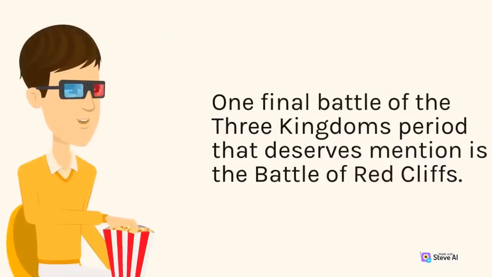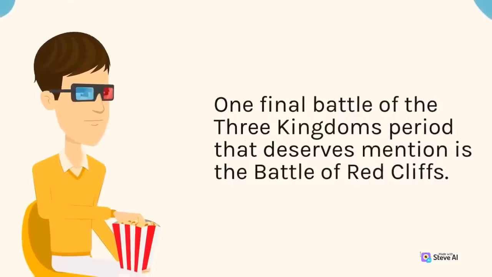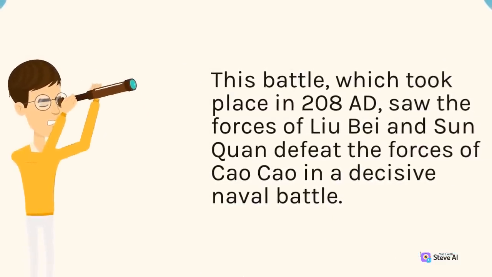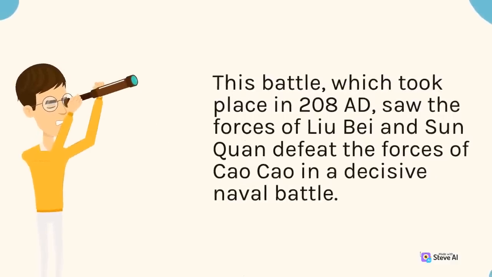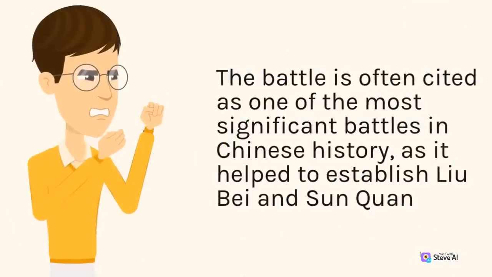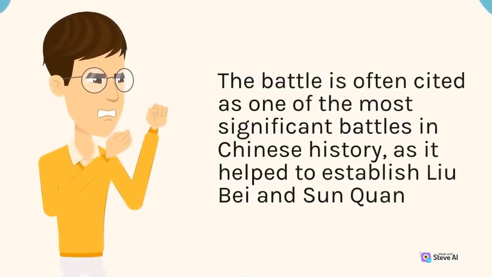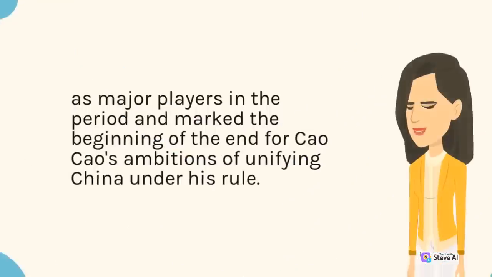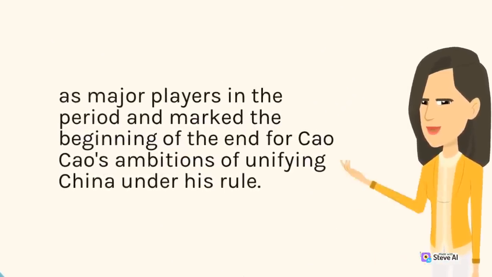One final battle of the Three Kingdoms period that deserves mention is the Battle of Red Cliffs. This battle, which took place in 208 AD, saw the forces of Liu Bei and Sun Quan defeat the forces of Cao Cao in a decisive naval battle. The battle is often cited as one of the most significant battles in Chinese history, as it helped to establish Liu Bei and Sun Quan as major players in the period and marked the beginning of the end for Cao Cao's ambitions of unifying China under his rule.